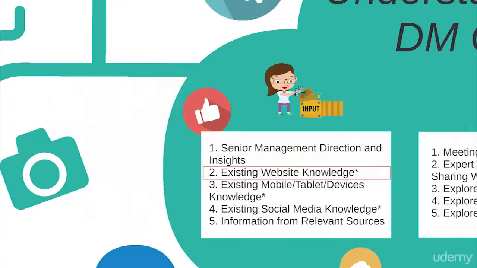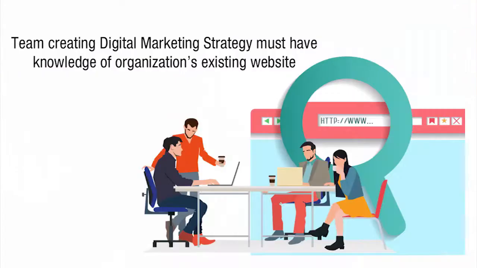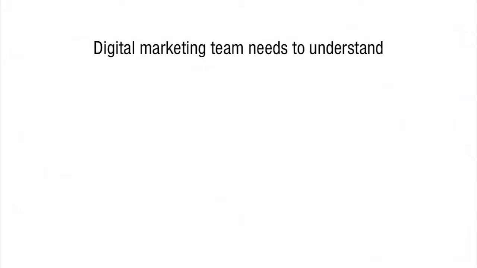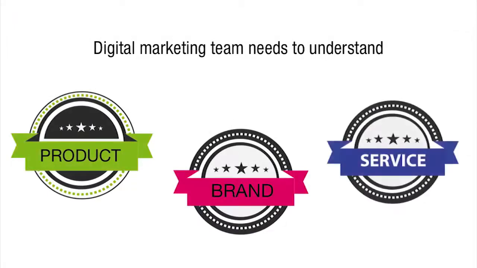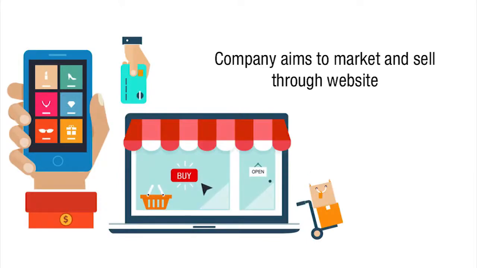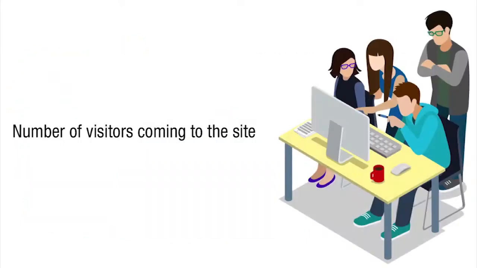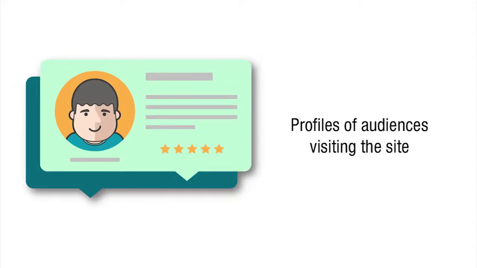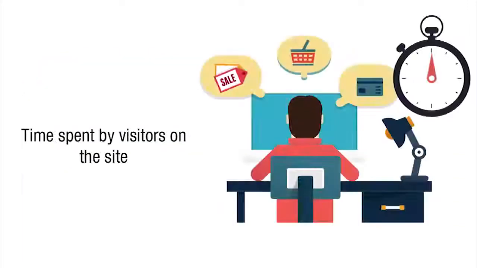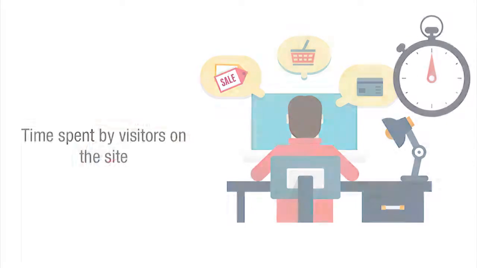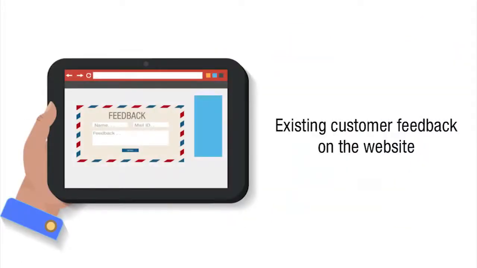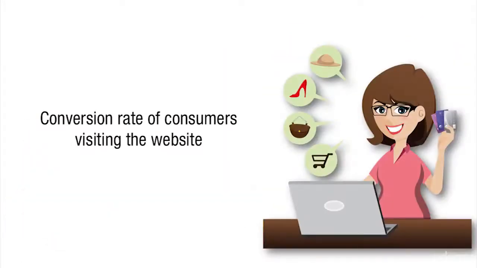The next input is existing website knowledge. The team creating the digital marketing strategy for a product or brand needs to have knowledge about the organization's existing website. The digital marketing team needs to fully understand each product, brand, or service that the company aims to market and sell through the website, the number of visitors coming to the site, the profiles of the audiences visiting the site, the time spent by visitors on the site, any existing customer feedback on the website, the conversion rate of consumers visiting the website, and so on.